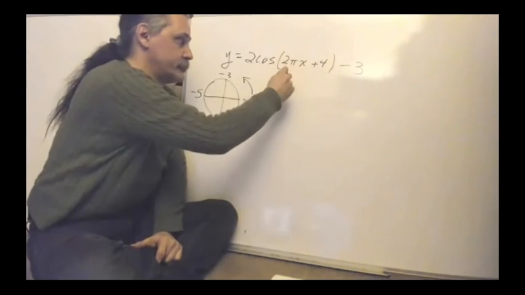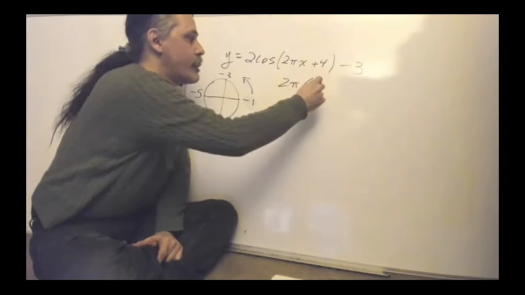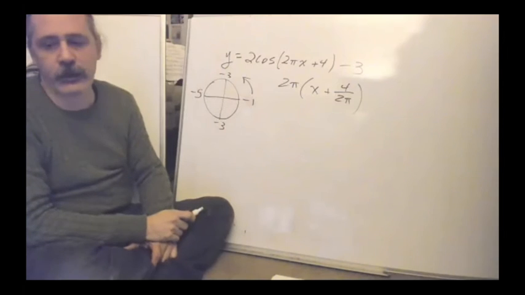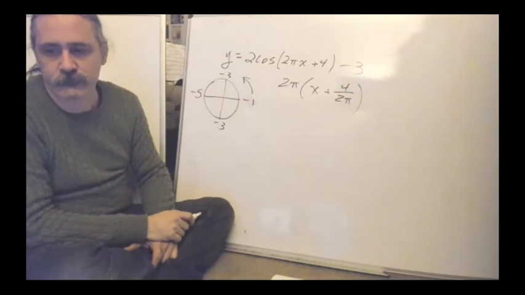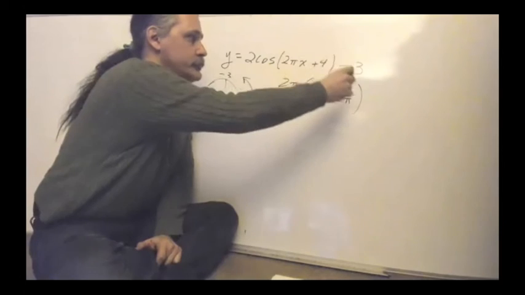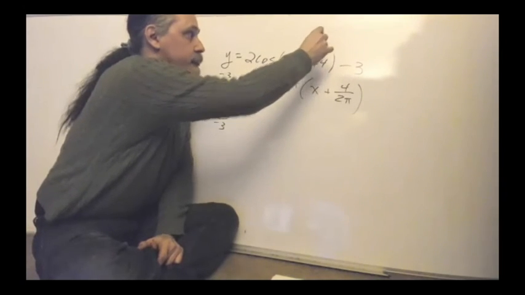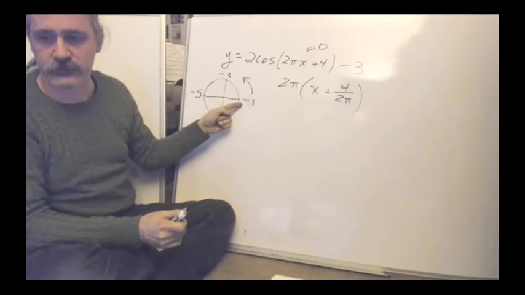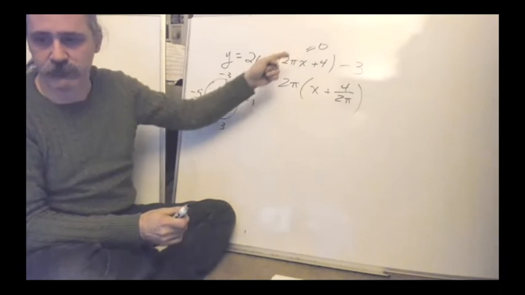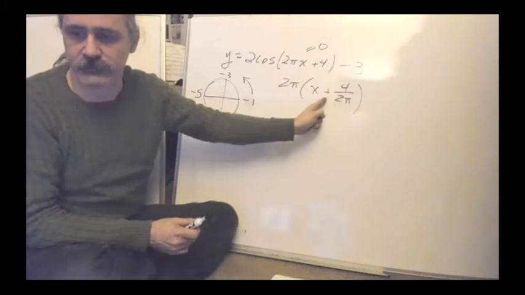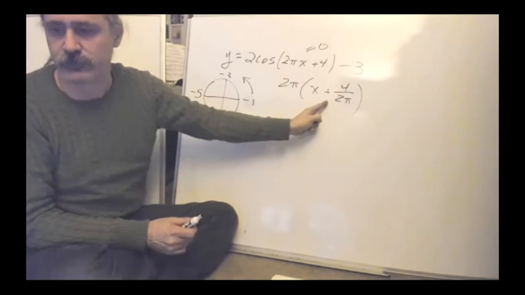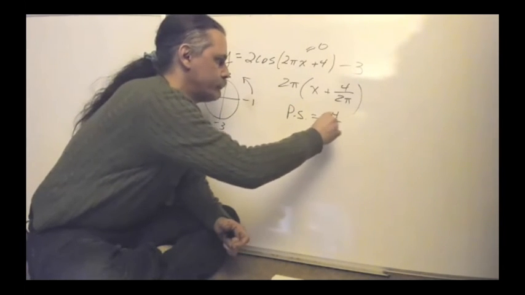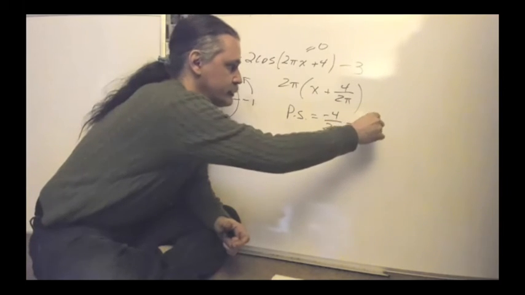Okay, so I'm going to factor out the 2 pi. And we get that. All right, so the phase shift. Again, what we're really doing is putting the domain expression equal to 0. When does this become the cosine of 0? That's when we start. So you could solve that equation: subtract 4, divide by 2 pi. If you factor out, notice you can see this is -4 over 2 pi, which I'm going to simplify into -2 over pi.